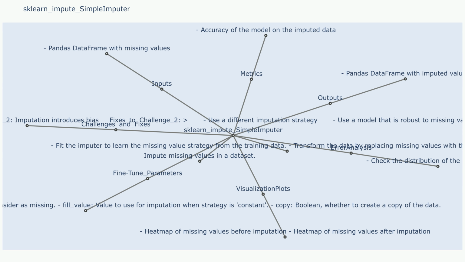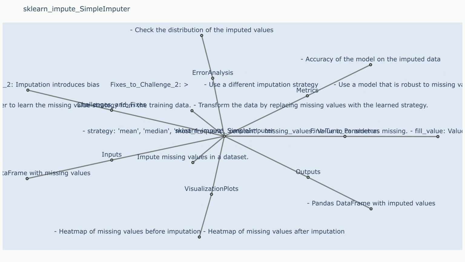Fill value: when using the constant strategy, this parameter specifies the constant value to be used for imputation. Copy: a Boolean parameter determining whether to impute in place or create a copy of the data. Verbose: an integer parameter controlling the verbosity level during the fitting process.